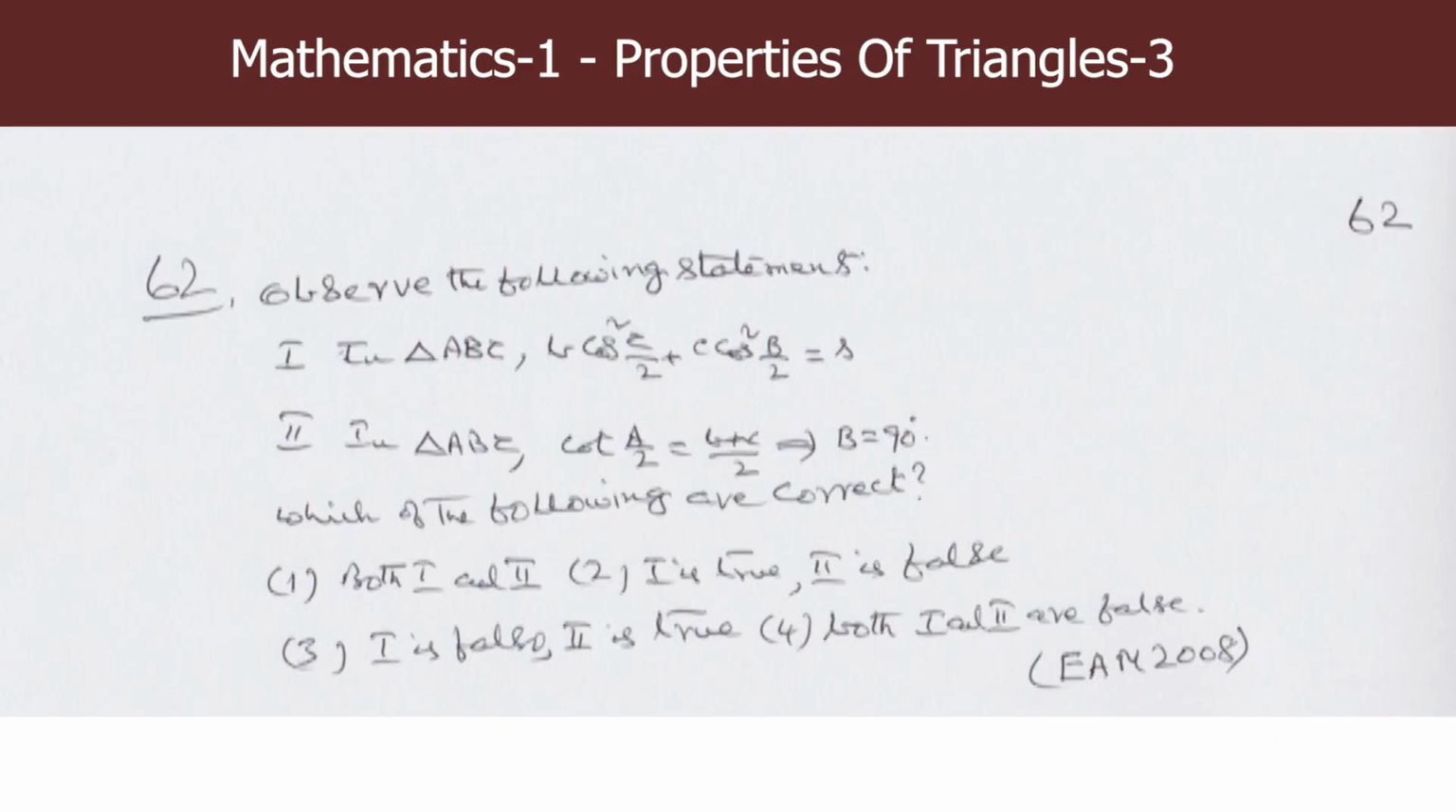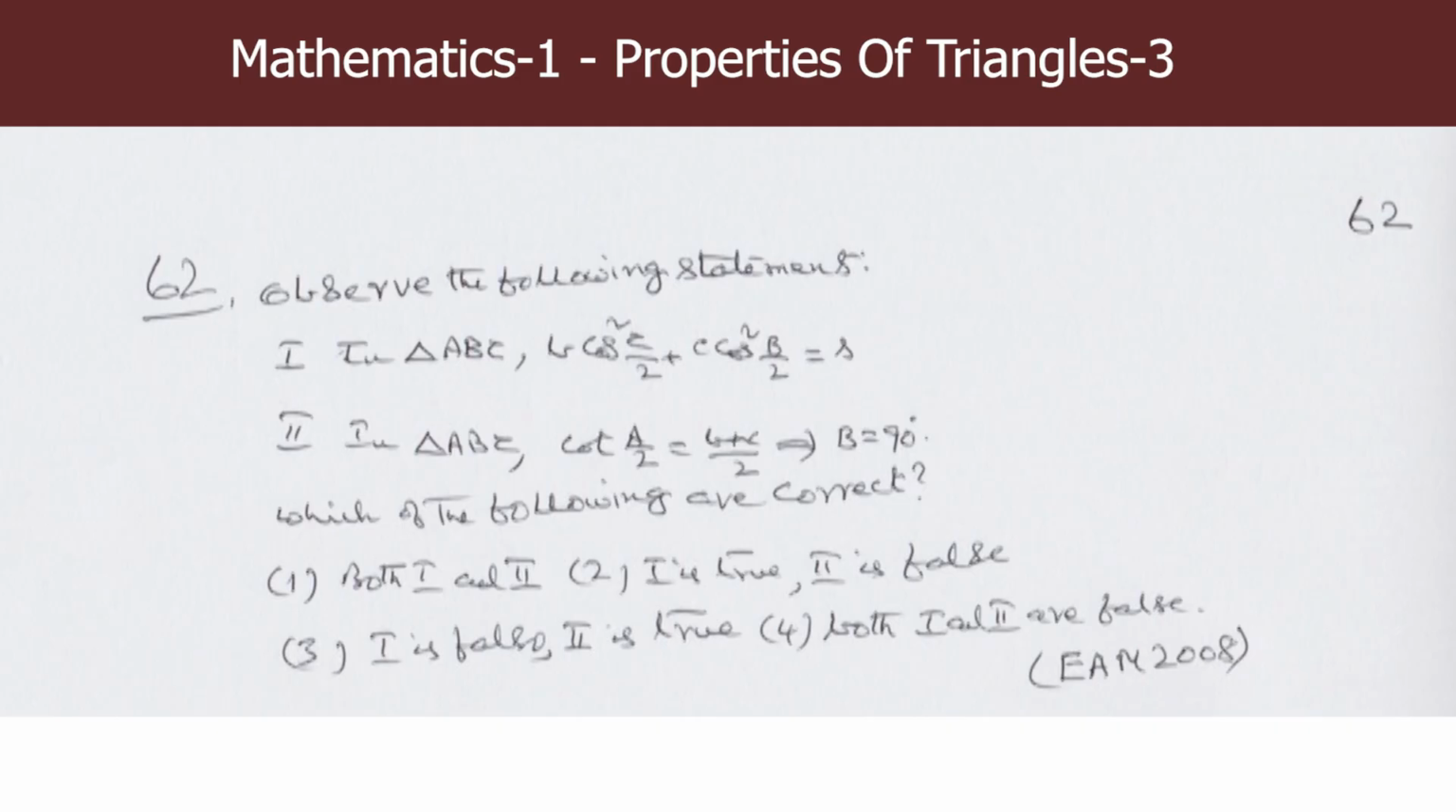In triangle ABC, b cos²(C/2) + c cos²(B/2) = s. And the second statement: in triangle ABC, cot(A/2) = (b+c)/a implies B = 90 degrees. That is the second statement.